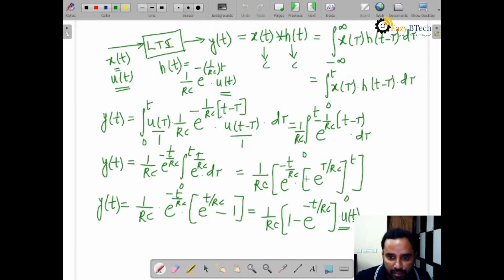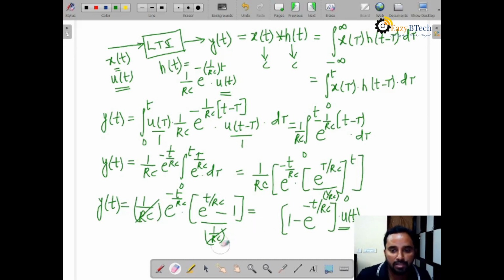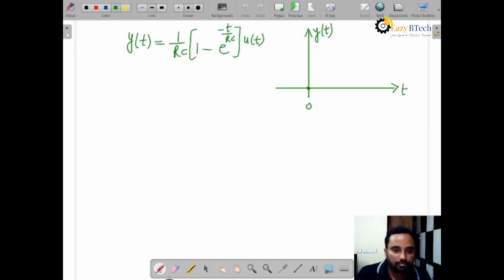So here, integration of e power minus tau by RC, again gives 1 by RC, because it is integration here. I forgot to write that. Again 1 by RC we get, here also again 1 by RC. So the 1 by RC gets cancelled. This 1 by RC will not come, and here also 1 by RC will not be there.